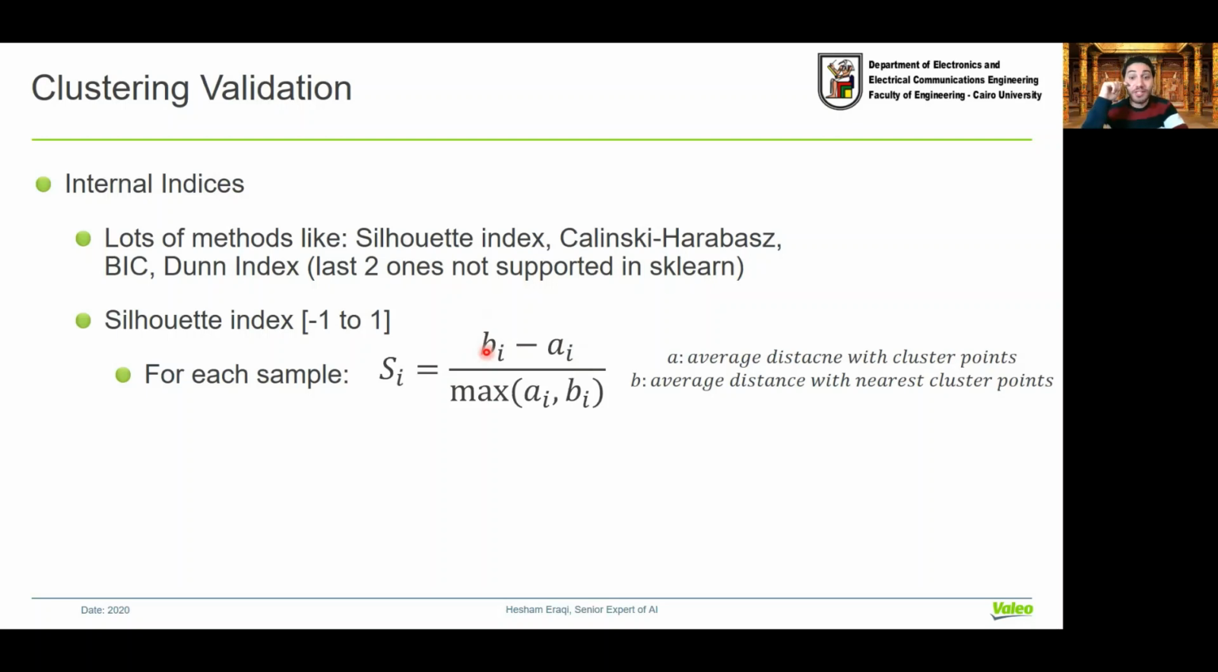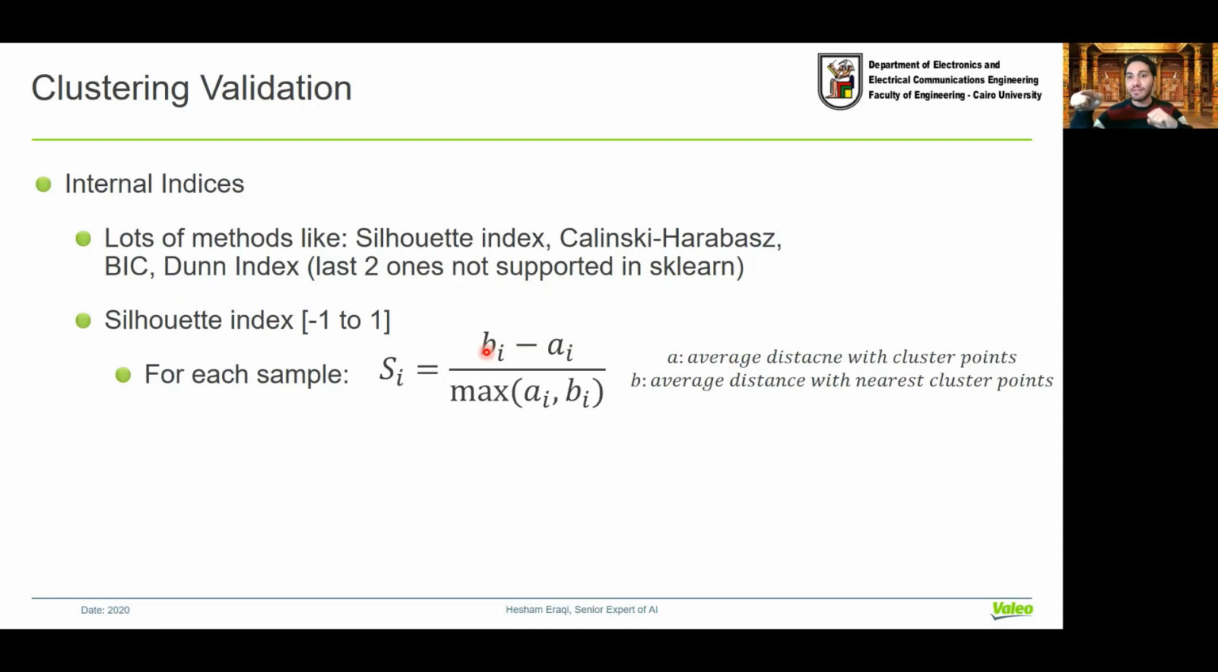So what is bi? bi is the average distance to the nearest cluster's points. So the point pi is in some cluster, and this is the cluster that is nearest to that cluster. So we will calculate the average distance between our point pi and all the points of that neighbor cluster. Okay, this is bi.